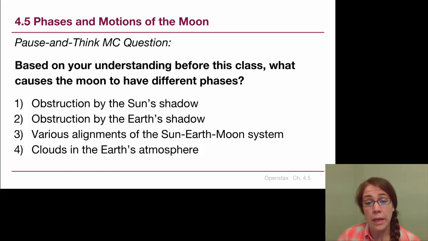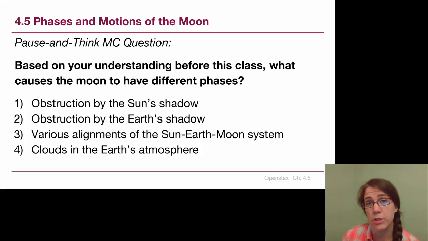Okay, so the most common incorrect answer is obstruction by the Earth's shadow, the second choice here. We're going to learn next week, in a couple of videos from now, exactly what specific celestial event happens when the moon goes through Earth's shadow. But it's something that is fairly rare. It can only happen up to twice a year or so, and isn't the reason that we have all of the moon phases every single month.